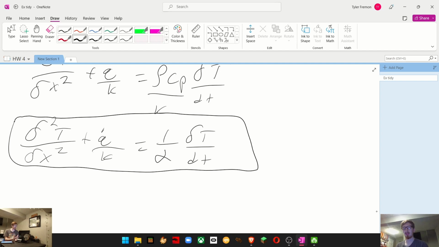If we were looking at a three-dimensional shape and we cared about how it diffused in other directions, we could also include terms for the y and z directions. But in this case, we're just going to leave it in the x direction.